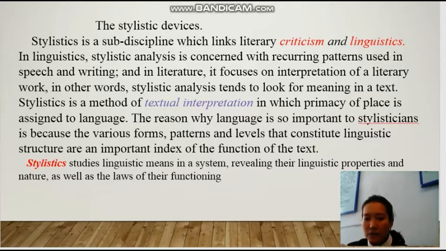Stylistics is a method of textual interpretation in which a privileged place is assigned to language. The reason why language is so important to stylisticians is because the various forms, patterns, and levels that constitute linguistic structure are an important index of the function of the text. As well, stylistics studies linguistic means in a system, revealing their linguistic properties and nature, as well as the laws of their functioning.